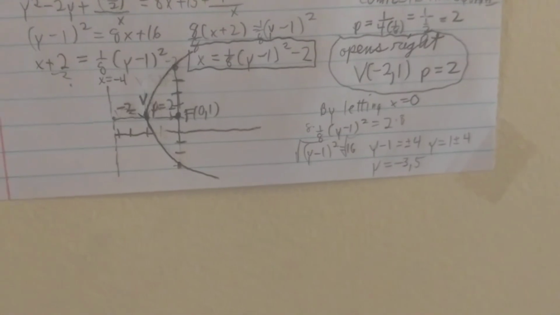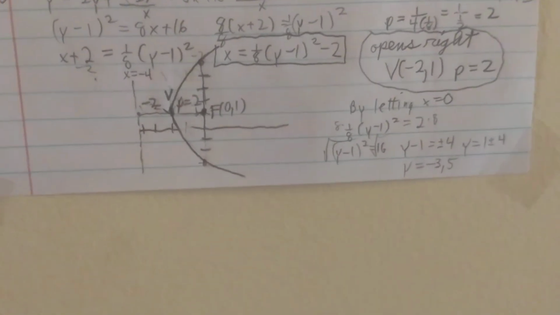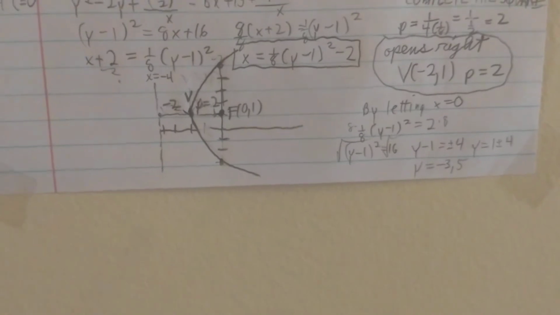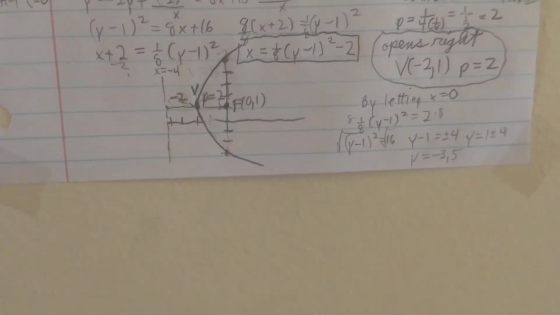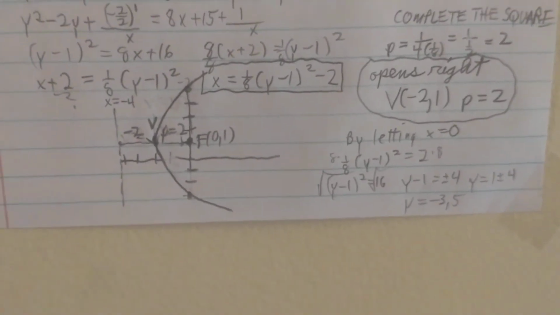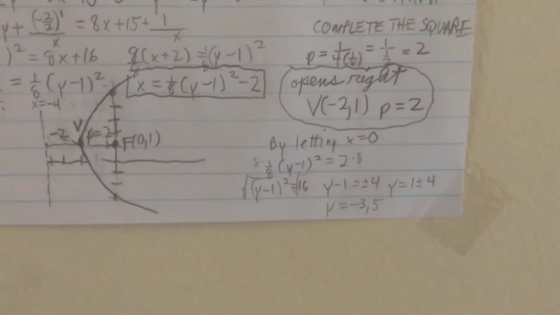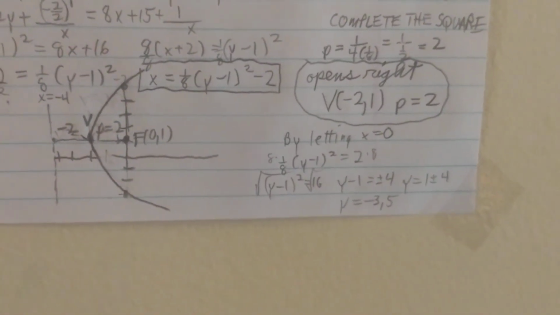And then now we can divide both sides by 8 and get rid of the 8 in front of x plus 2. So we have x plus 2 is 1/8 y minus 1 squared, and then we'll subtract the 2 from both sides to get our final equation of the parabola, x equals 1/8 y minus 1 squared minus 2. Now, what we can see is that this opens to the right.